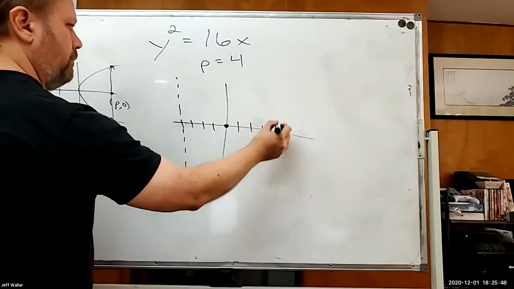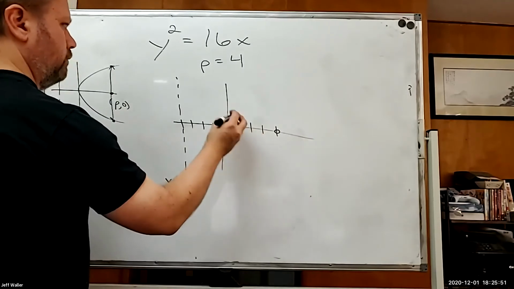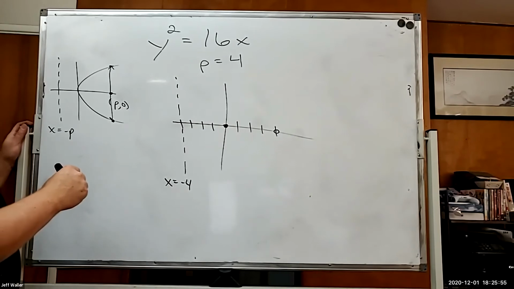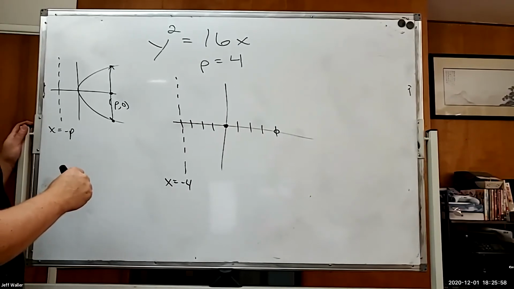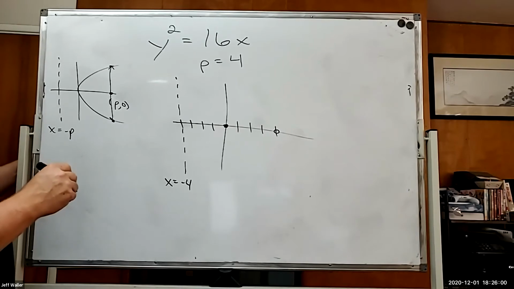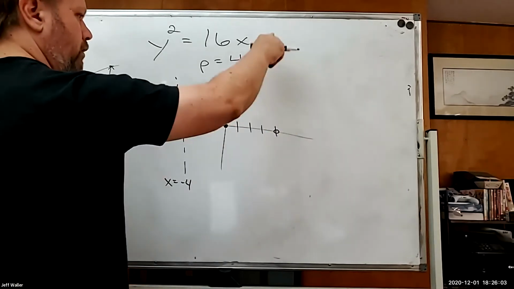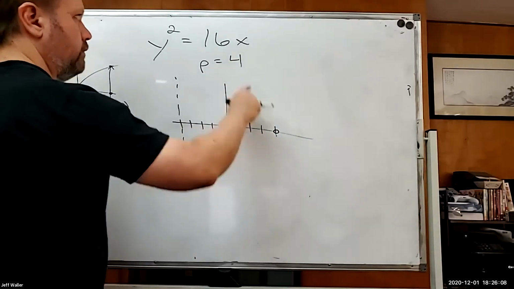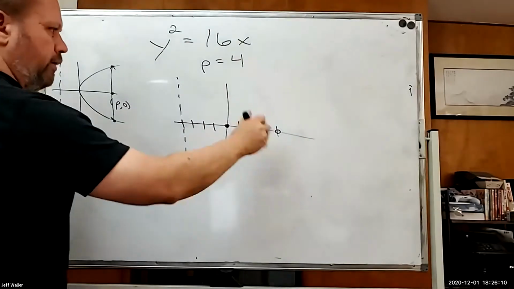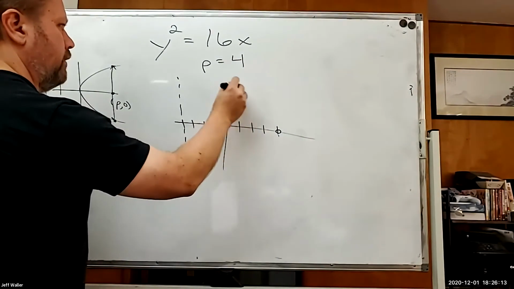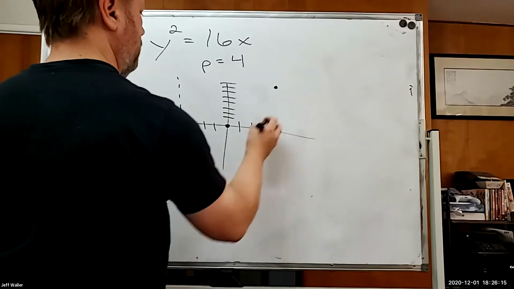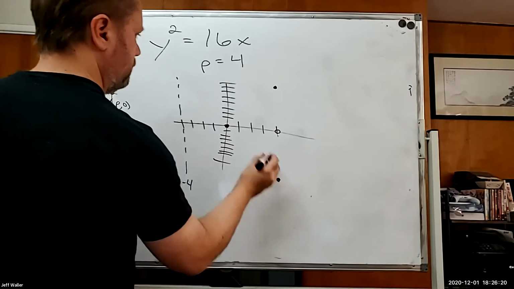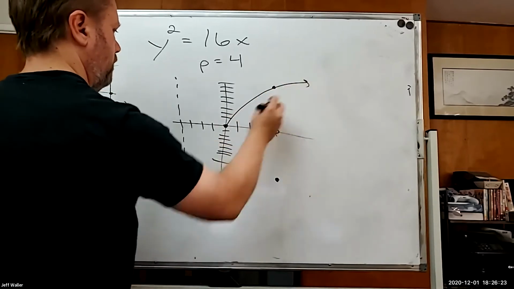And how far up and down do I go from here? Anybody? How far up and down will I go from the focus to find points? Is it 8? Good. Yeah, because it'll be 16 all the way across. So it's 1, 2, 3, 4, 5, 6, 7, 8. There's one point. 1, 2, 3, 4, 5, 6, 7, 8. There's another point. And my scale is perfect.